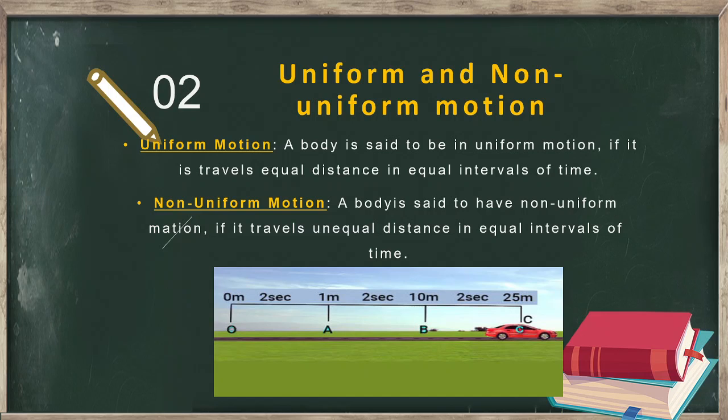In our day-to-day life, we come across motion where an object covers unequal distances in equal intervals of time. For example, when a car is moving on a crowded street or a person is jogging in a park, these are some instances of non-uniform motion.